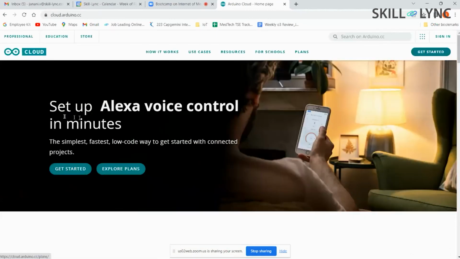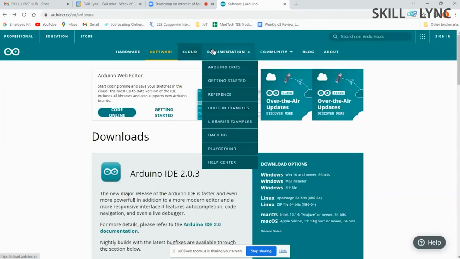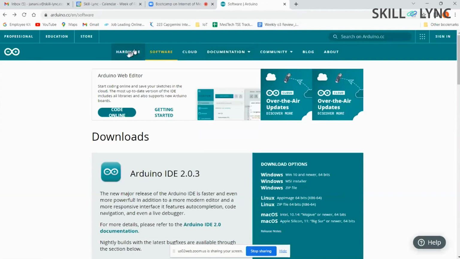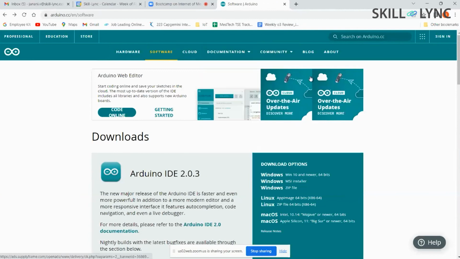See, set up an Alexa voice controller in minutes. You have cloud applications related to it, so this could be used for teaching purposes. Again, documentation about all hardware and software. Then community, whenever you have some kind of issues, you can post that query so that community people who are using Arduino can help you. Blogs and about are also there.